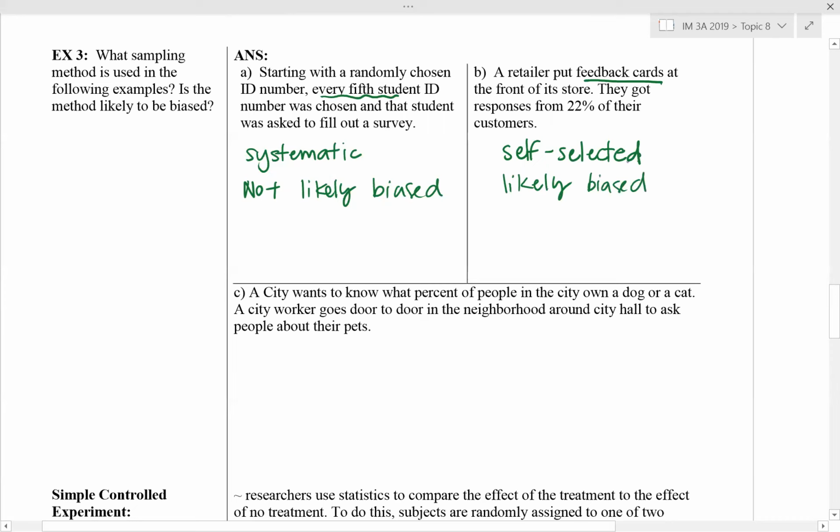Ultimately, you're going to fill out feedback if you know the cashier and you want them to get something if they get a positive note, or if you had a really bad experience and you want to complain about it, right? That's when you're more likely to fill out a feedback. So they got responses from 22% of their customers in that situation.